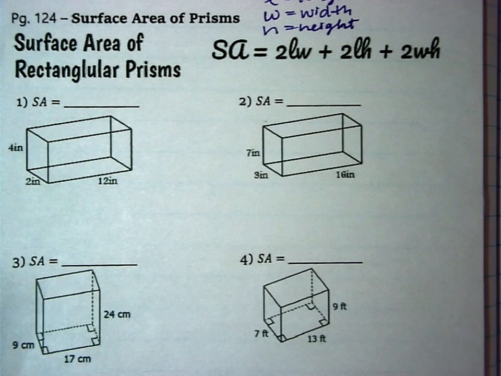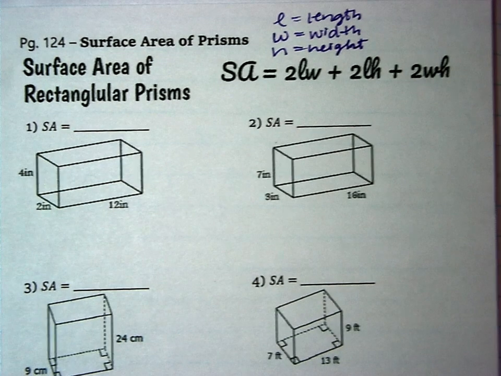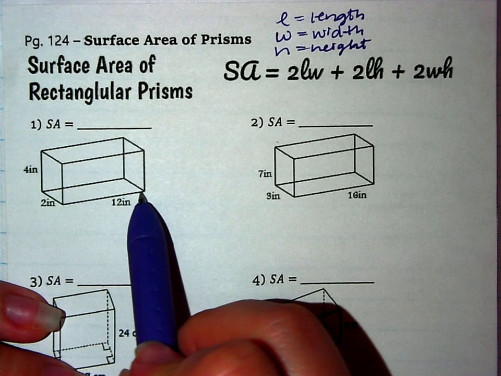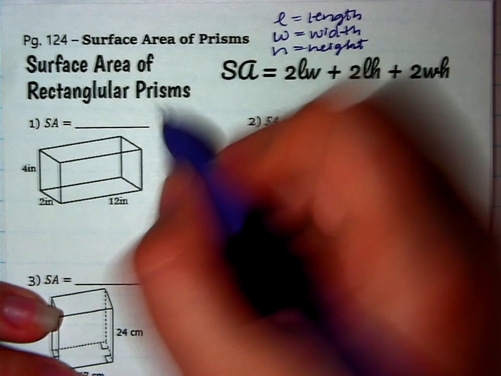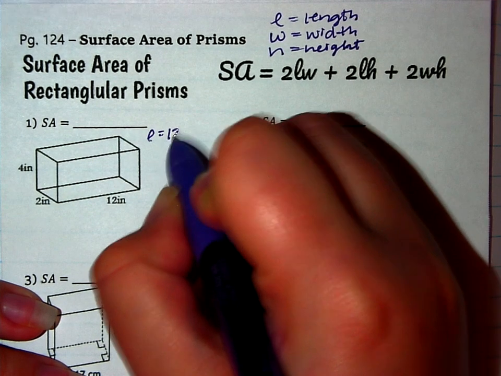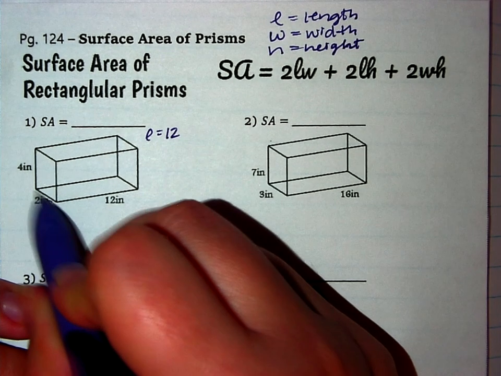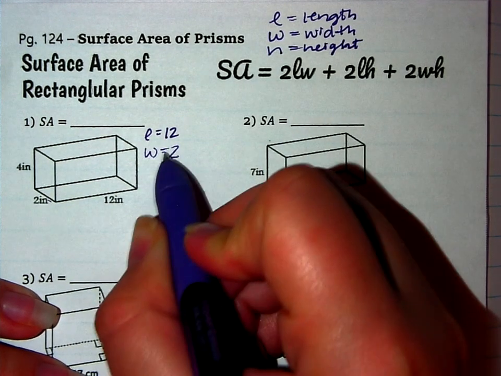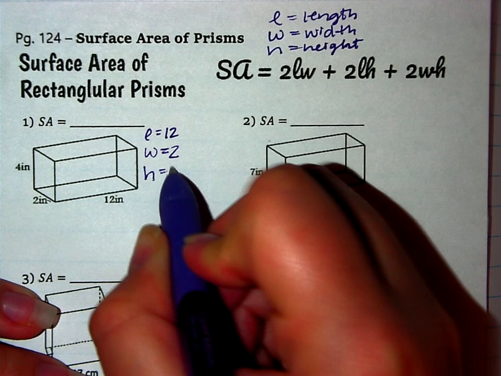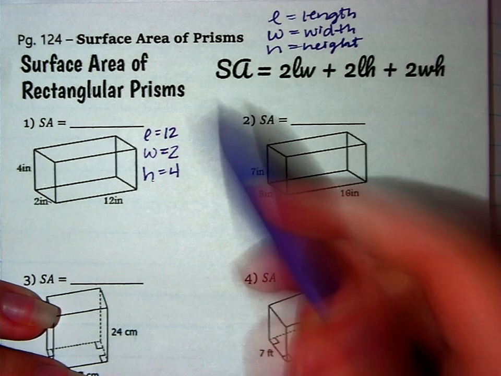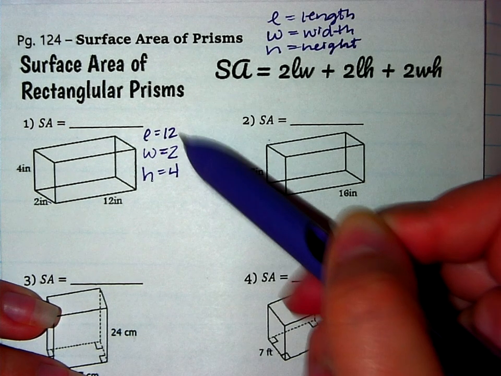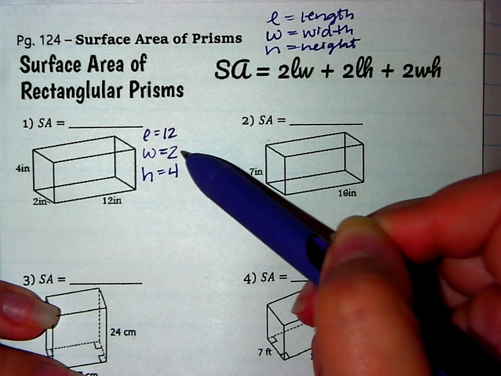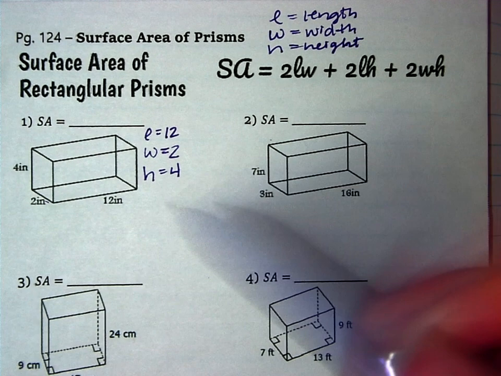So if we're talking about the prism, oh, you can't see that. If we're talking about the prism, the length would be 12. So the length of this prism is 12. The width, like how thick it is, 2. And the height is 4. So you would do 2 times 12 times 2. 2 times 12 times 4. 2 times 2 times 4.